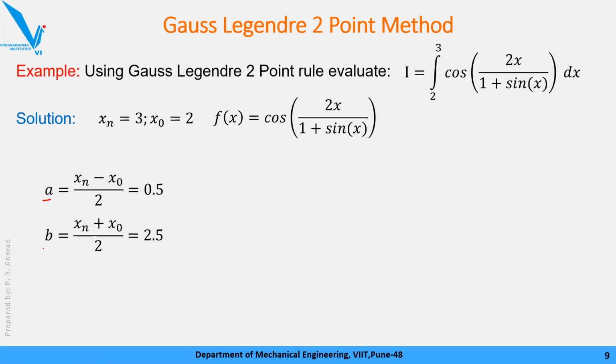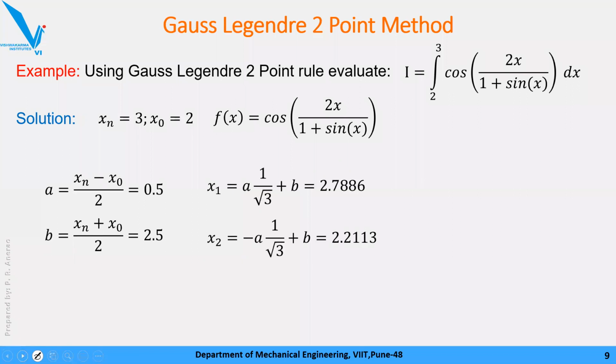Next, using this a and b, we need to calculate x1 and x2. Just revise. How will you remember the formula? x1 is nothing but a plus b, x2 is also a plus b. Here a has a positive weightage of 1 by root 3 for 2-point, and x2 has a negative weightage of 1 upon root 3. So calculate this. It happens to be 2.7886 and 2.2113.